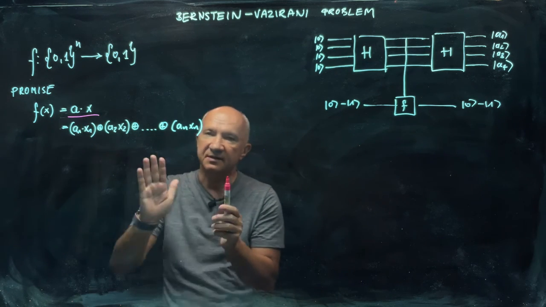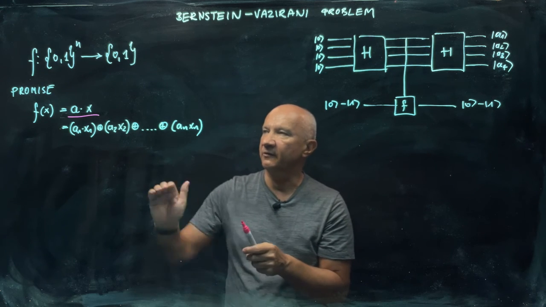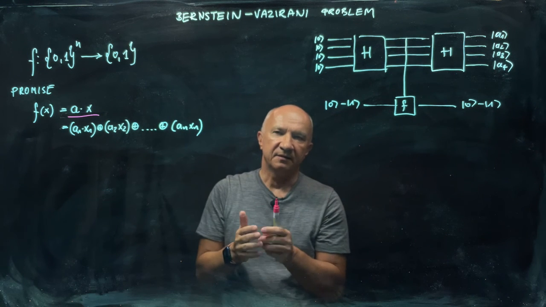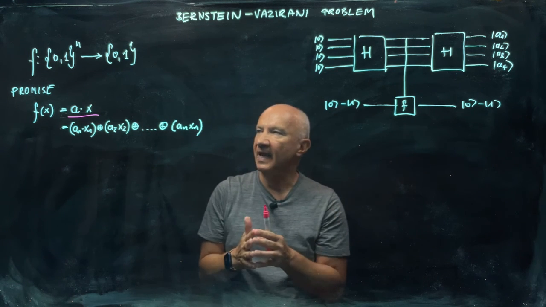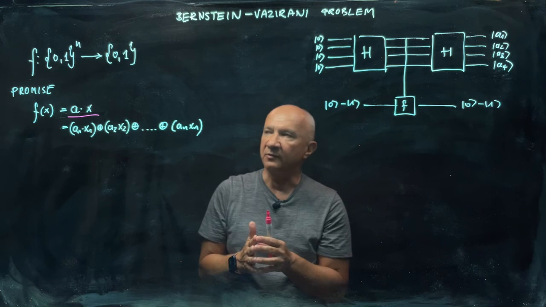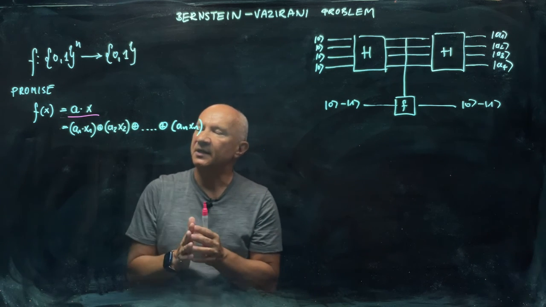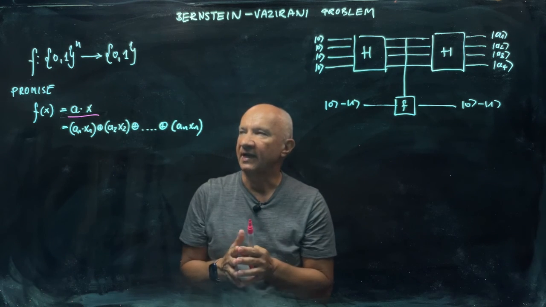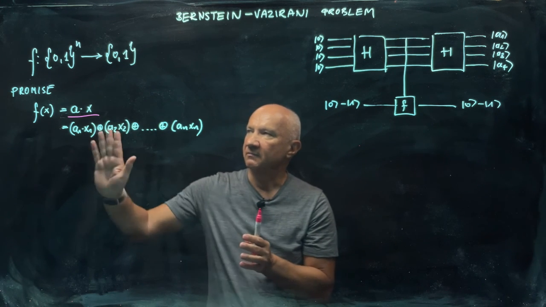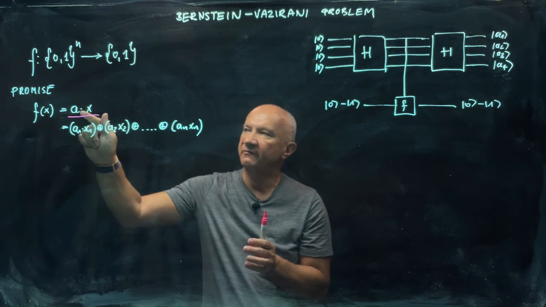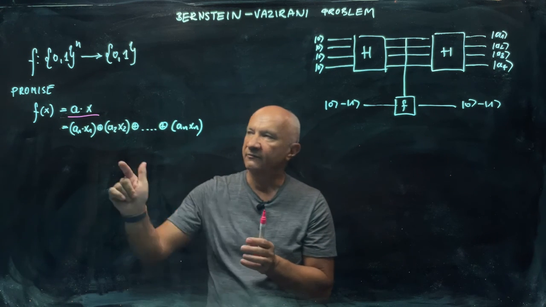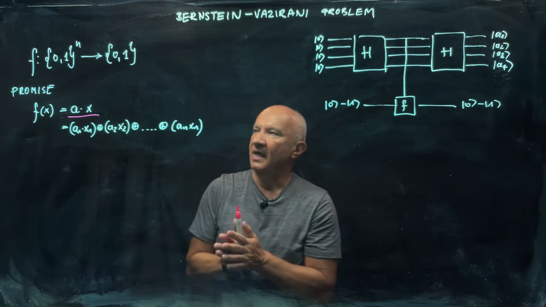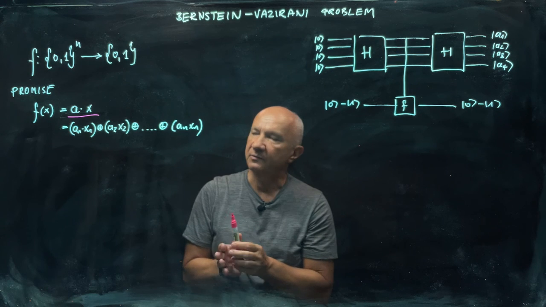The promise is that this Boolean function is of this form. So it's a dot x, where a is a fixed binary string of length n, x is your input. You think about this expression here as an inner product of two binary vectors of length n. So you are promised this, and the task is to evaluate a. You have to find out what is the value of a with as few calls to the oracle as possible.